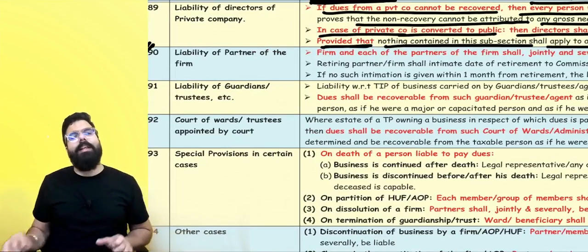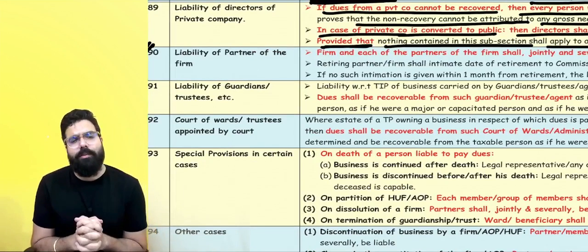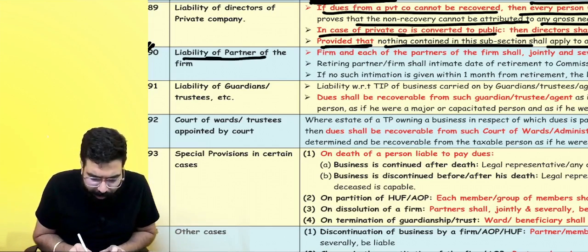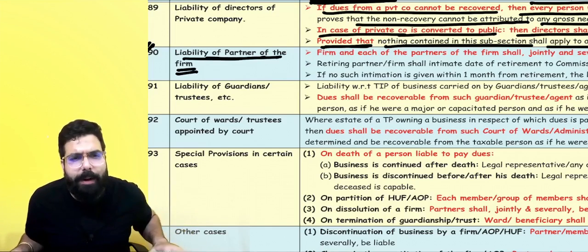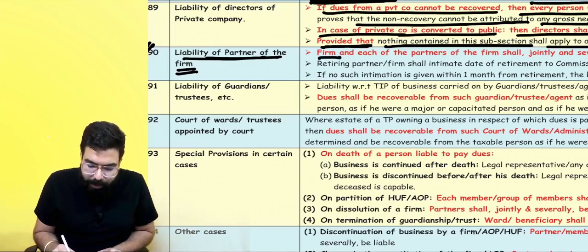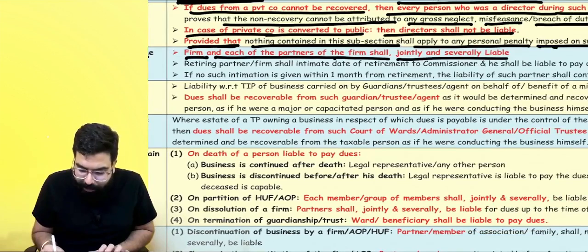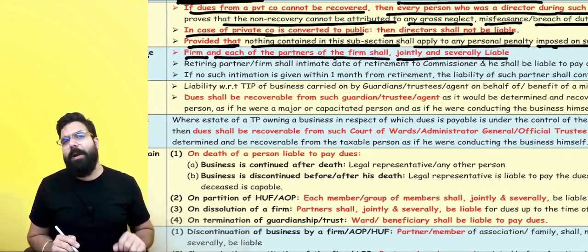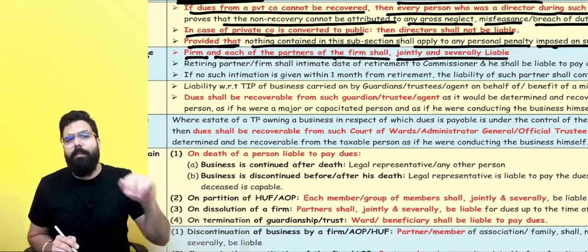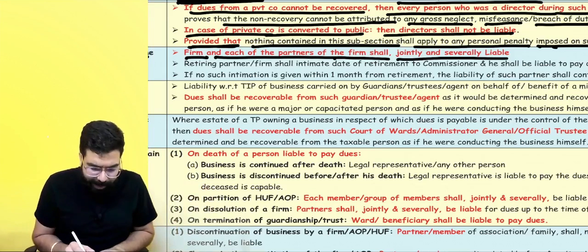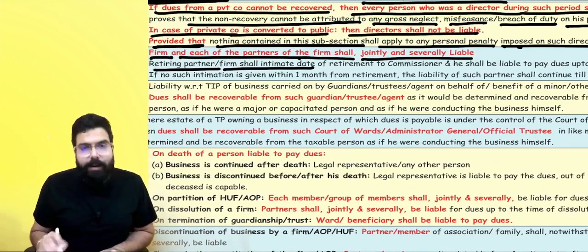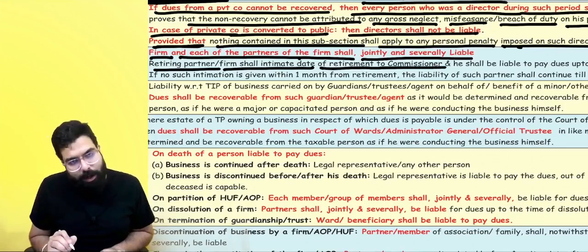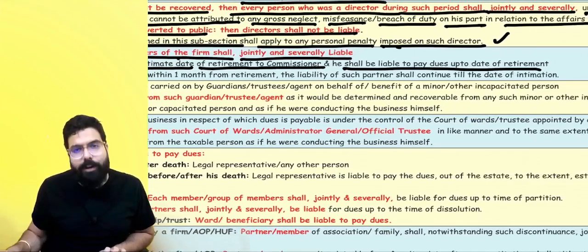Okay, section number 90. Liabilities of partners of the firm. Sir, what is the liability of the partners of a firm? If there is a partnership firm, who will be liable to pay the dues of the firm? They are telling the firm and each of the partners of the firm shall jointly and severally be liable. Always remember, in case of a partnership firm, if any liability is there, the firm and the partners will be jointly and severally liable. The retiring partner or the firm shall intimate the date of retirement to the commissioner, and he shall be liable to pay dues up to the date of retirement.